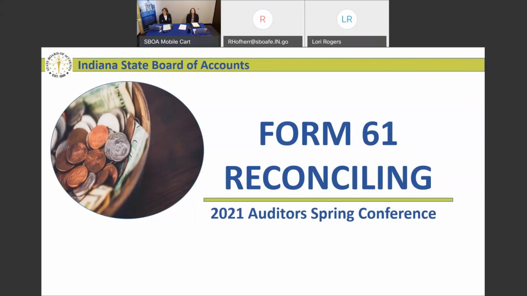So I think the question kind of came up because inside the directive and inside the user guide, the Form 61 reconcilement is listed underneath the auditor's requirement and underneath the treasurer's requirement. And this is because each county does it a little bit differently, okay? And so we don't need both of you to do it, we just need one.